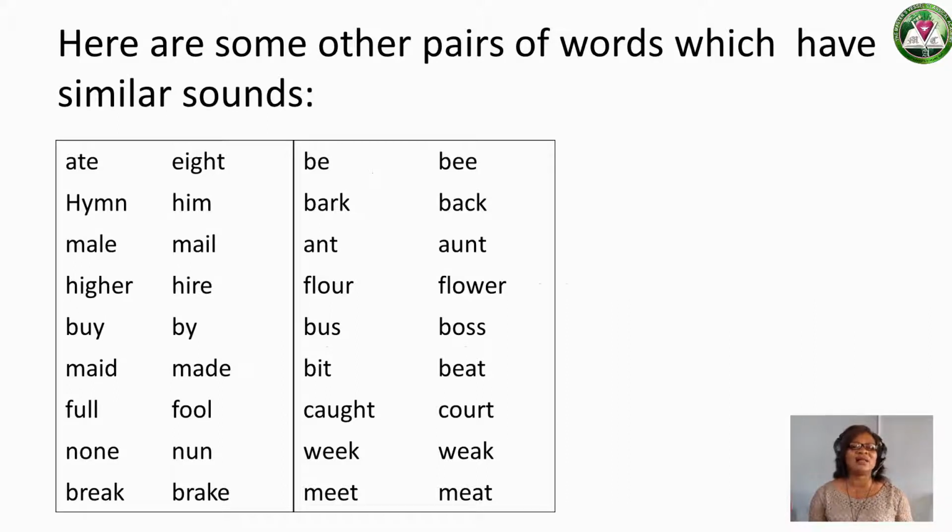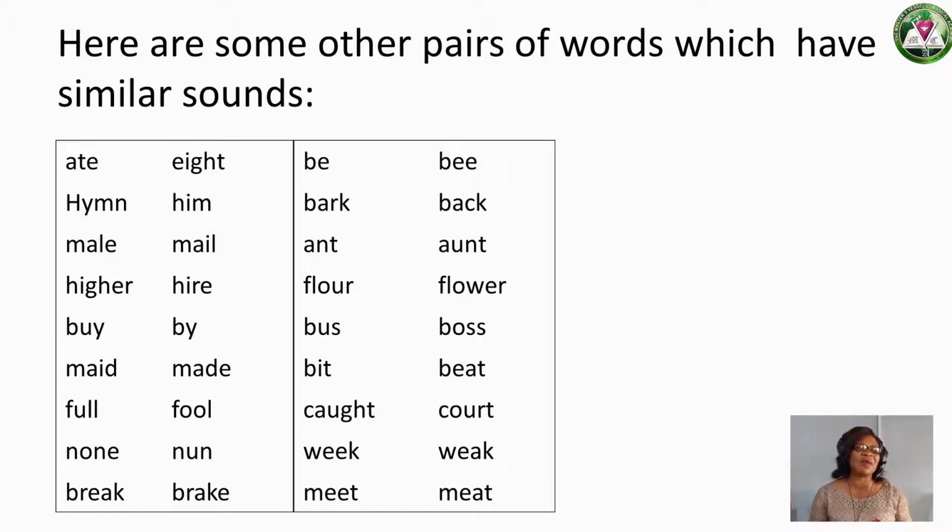Okay, here are some other pairs of words which have similar sounds. Let us take them one after the other. The first word we have on the screen is spelled A-T-E. Ate. And beside it, you will see E-I-G-H-T. Eight. So you see, they sound alike, but they have different meaning and different spelling. So let's proceed. The next word there is H-Y-M-N. And beside it, you see H-I-M. Him.